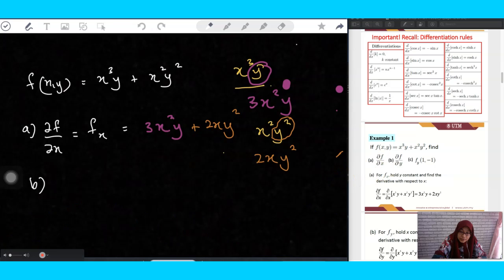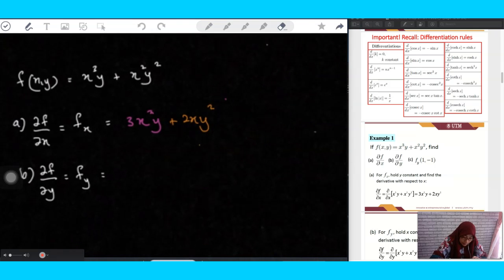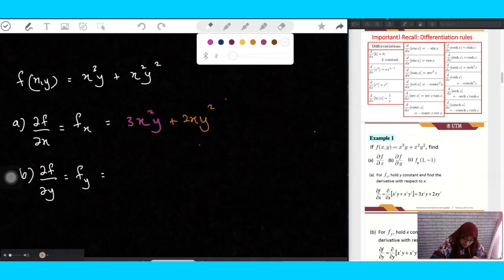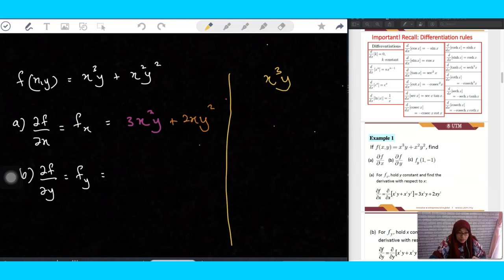So the second one, Fy, del F del Y. So you have Fy. Again, you have to look at one by one. The first one, we have x cubed y. Because you want to differentiate with respect to y, so x is constant. Remember that?